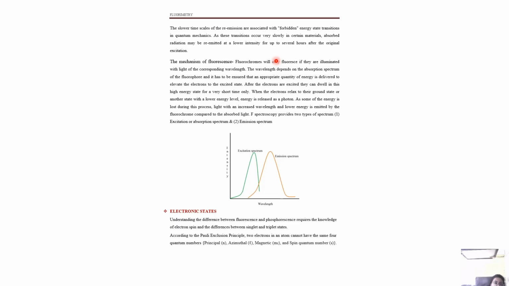So the mechanism of fluorescence: fluorochromes will only fluoresce if they are illuminated with light of the corresponding wavelength, and the wavelength depends on the absorption spectrum of the fluorophore.